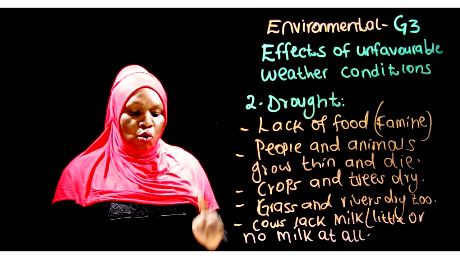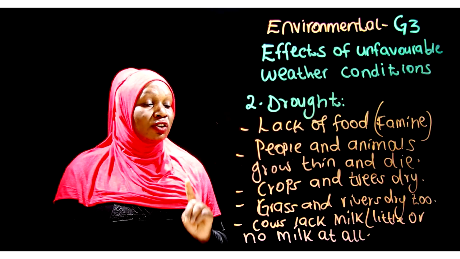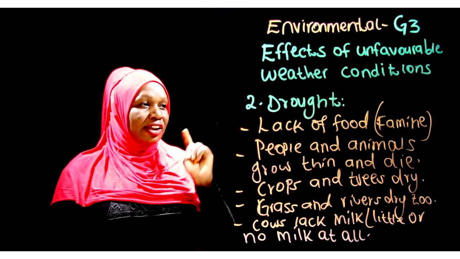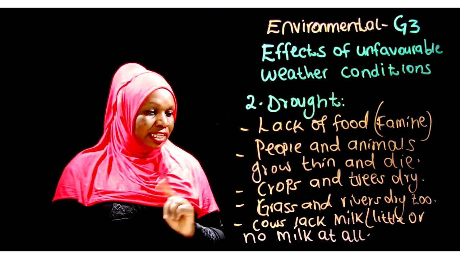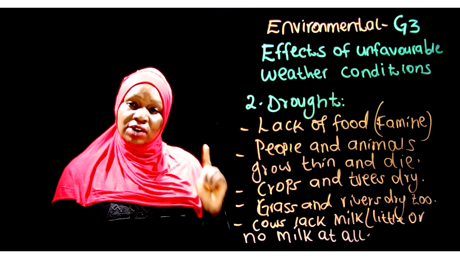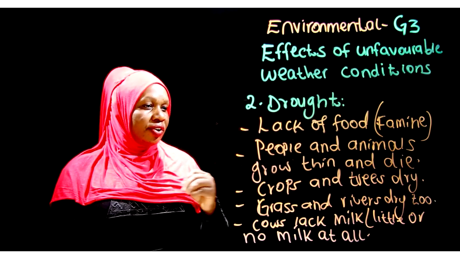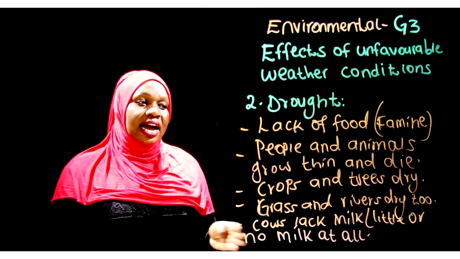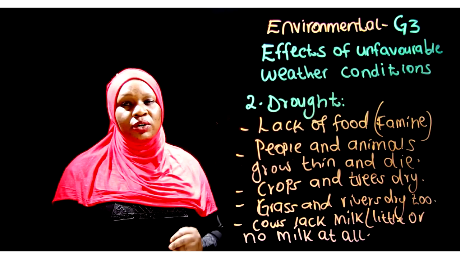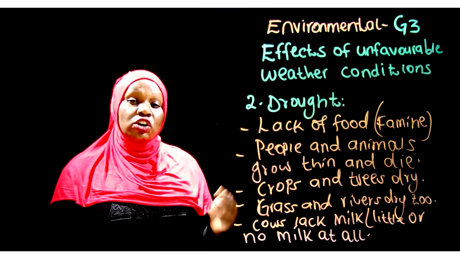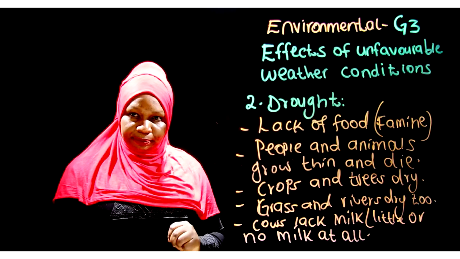The weather was unfavorable because of the drought. So the unfavorable weather that the story that you read is about the drought. It has talked about the drought where the place was really dry, the grass dried, and the animals had nothing to eat. At the same time, they had no water to drink.